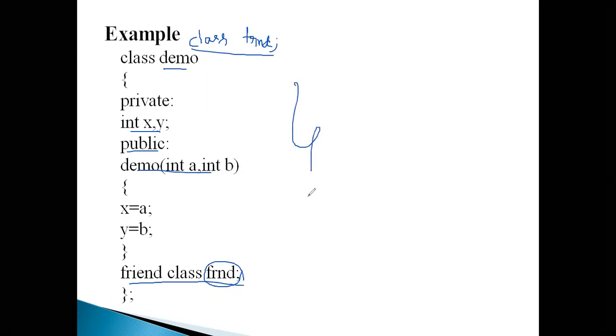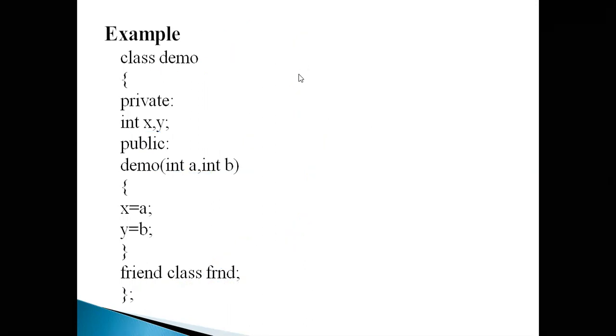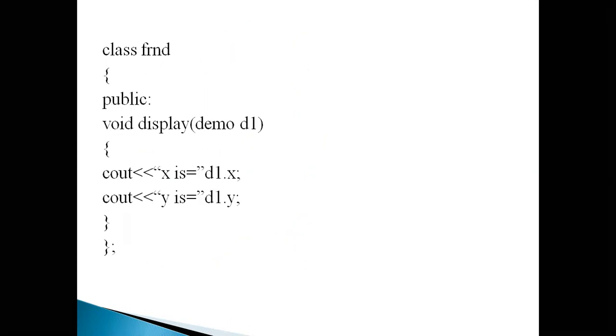Why? Because when the compiler executes this class and comes to this line, it does not know what friend actually means. So we have to specify in the beginning that frnd is a class. So we are making demo and frnd two classes, and those two classes are friend classes. Like that.